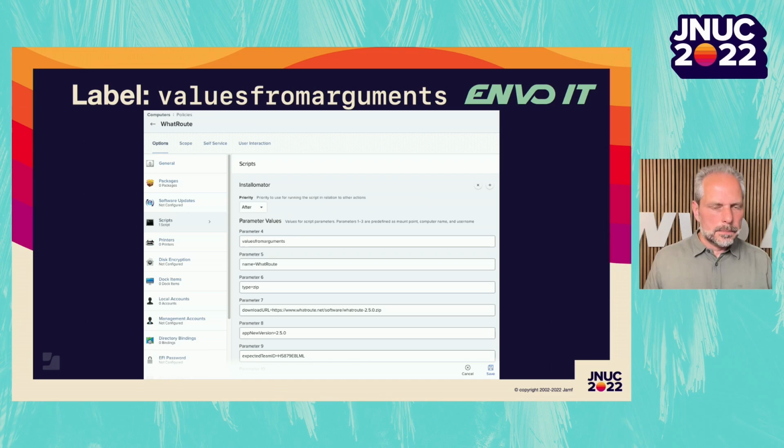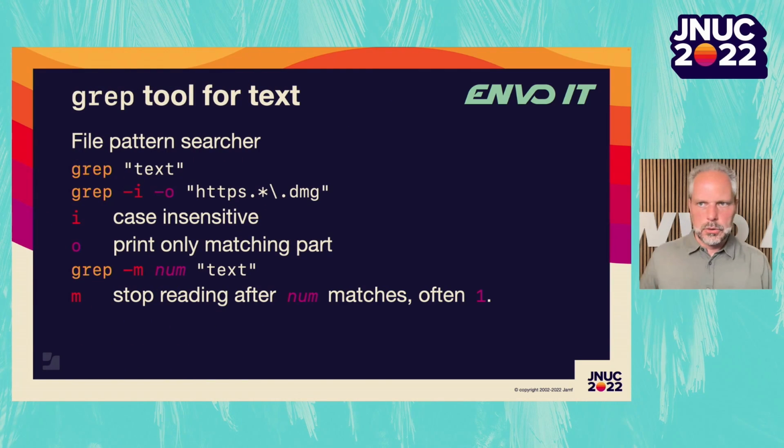But this will work with the shipping version until we include the WhatRoute label in the next shipping version, and then we can just call it with the WhatRoute label. I hope that makes sense. All right, we will continue with a new label that we need to create.